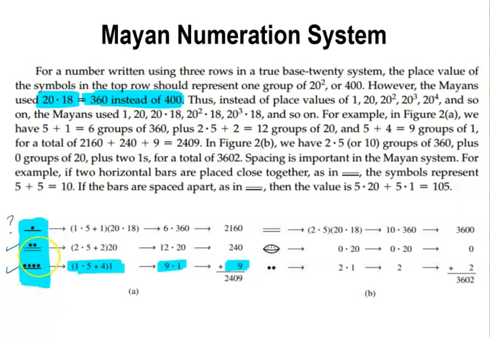But then the one above it is just like we did before too. It's 2 bars, which is 10, plus 2 more, which is 12, and that's in the 20 area, and 12 times 20 is 240. But it's this third area, okay? So it's 1 bar, which is 5, plus 1 more, which is 6. But instead of times 20 squared, which is 400, we're going to multiply 20 times 18. And that gives us 2,160. And you add down to get 2,409.